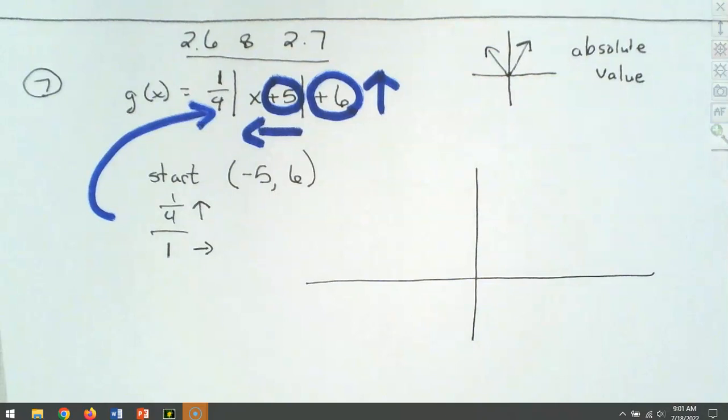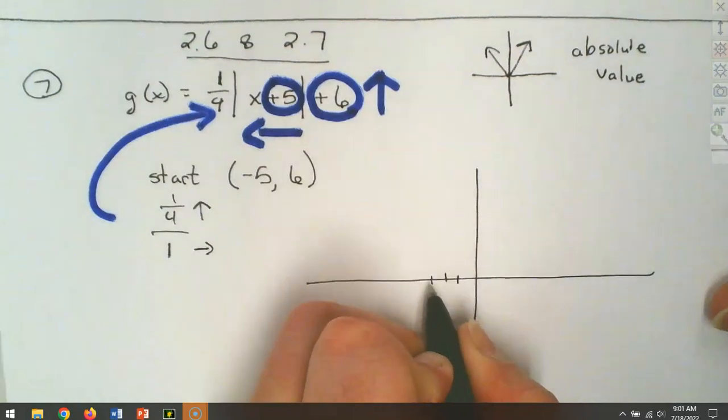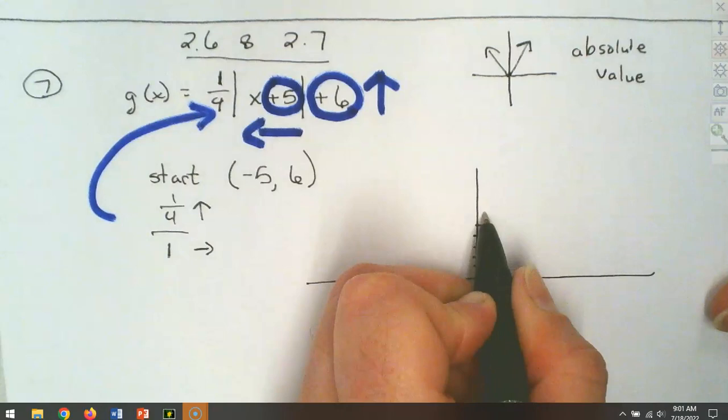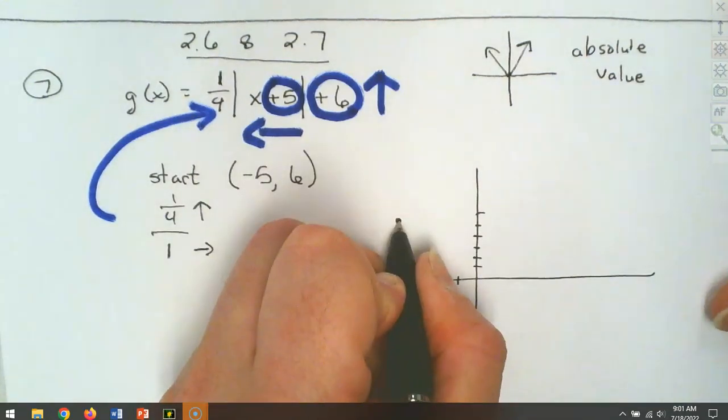So let's now look at our graph. We have to have a V. Where are we going to start at? We're going to start back 5 units and up 6. 2, 3, 4, 5, 6. So that's right about there.